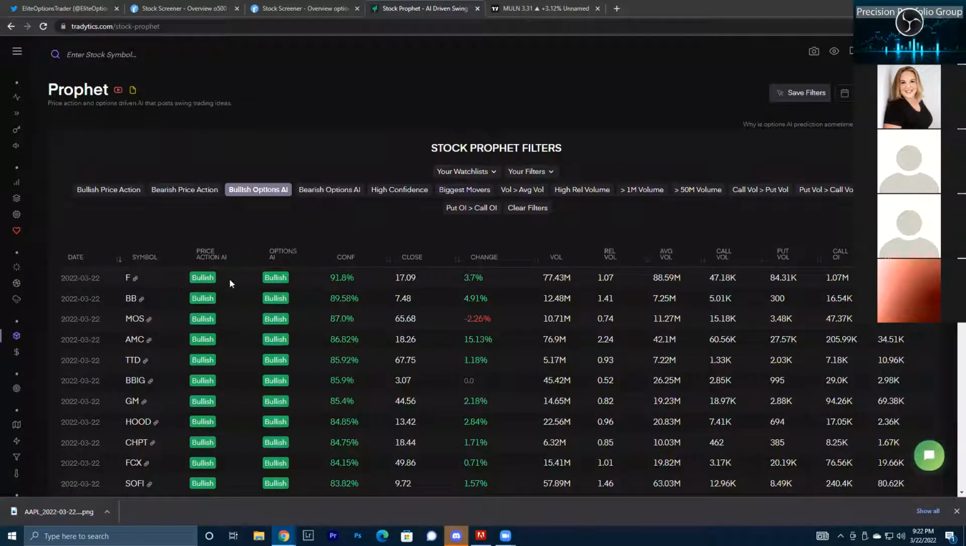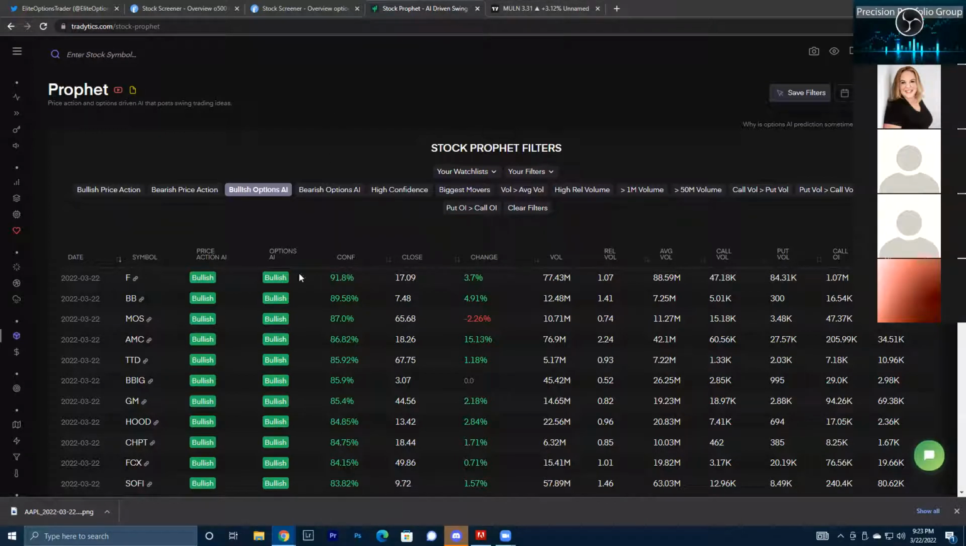Basically, Profit really doesn't have a strike price or anything. It's just telling you that that particular symbol is bullish. It can be bullish for a day, it could be bullish for 2 days, or till the end of the week. But right now, it's a high confidence because of their algorithm. It's a high confidence that F will be bullish for another 2 or 3 days.